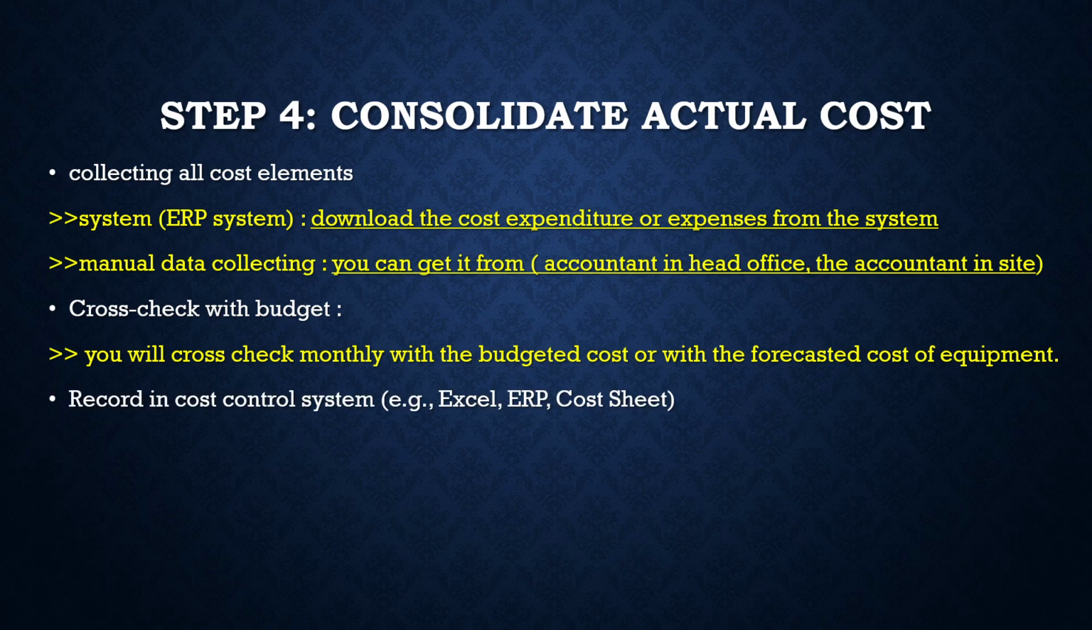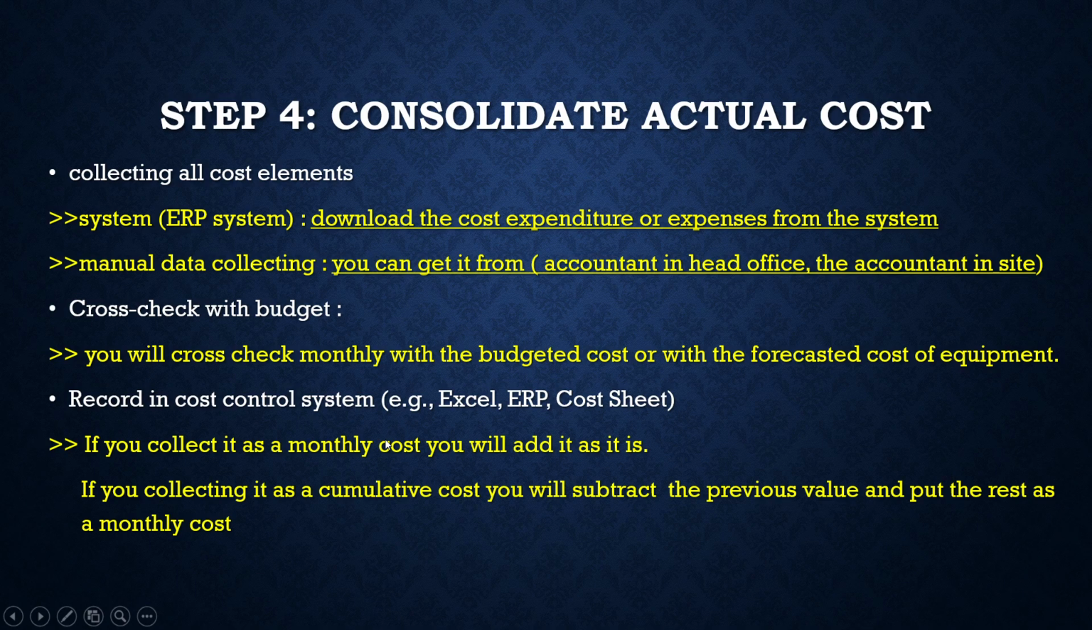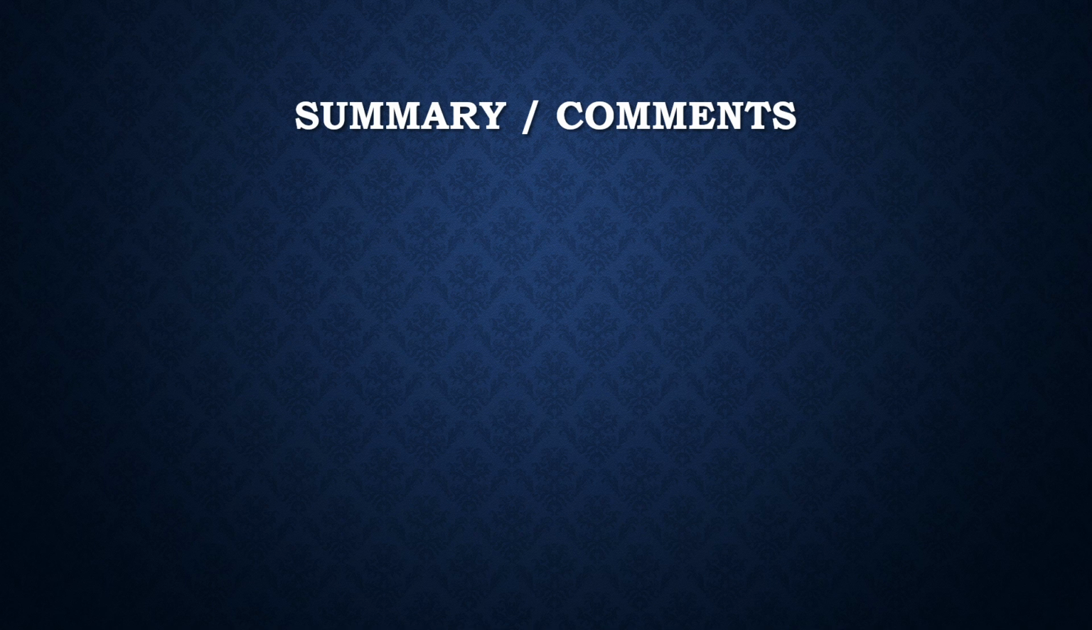Next, record the consolidated cost in your cost control system, whether that's Excel, LP, or a cost sheet. If you collect the data monthly, just record it as is. If you collect it cumulatively, subtract the previous month's value to determine the cost for the current month. This process ensures that all equipment costs are accurately captured and monitored, giving a clear view of the financial status of your project.